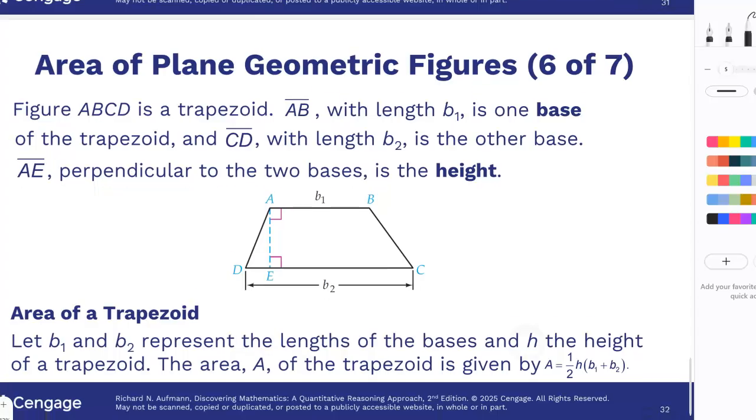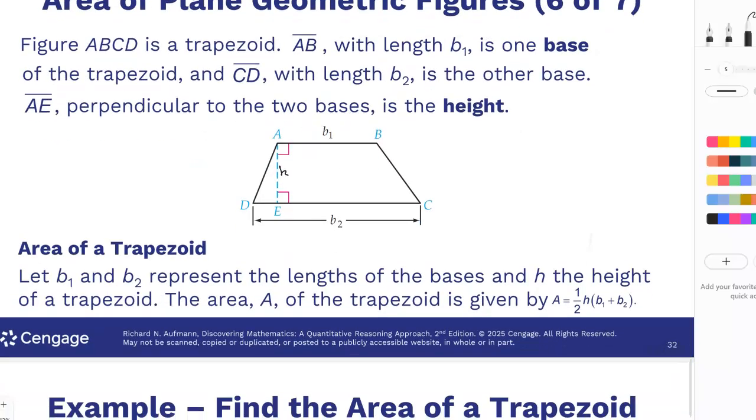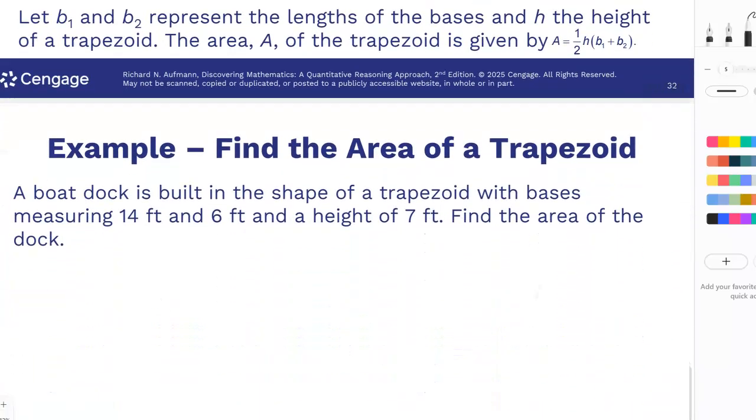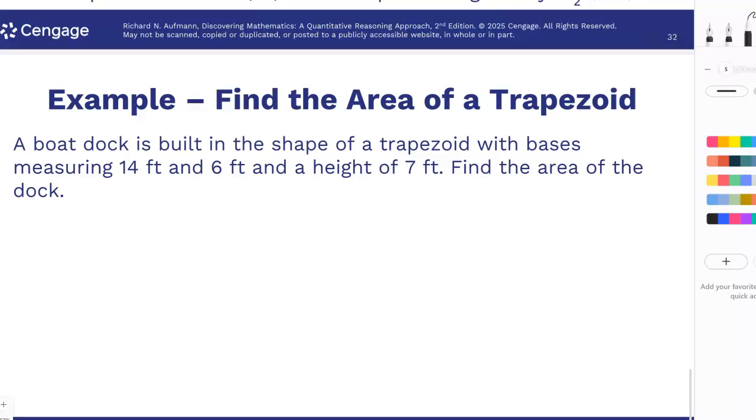So I've got a trapezoid. Area of a trapezoid is really dependent on the height and then the sum of the bases. So it's going to be 1/2 of the height times the sum of the bases. Don't forget that 1/2. That's important. A boat dock is built in the shape of a trapezoid, and it does not matter if it's a trapezoid or if it's an isosceles trapezoid. The area is going to work the same.